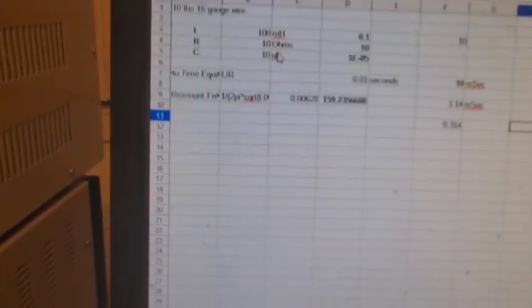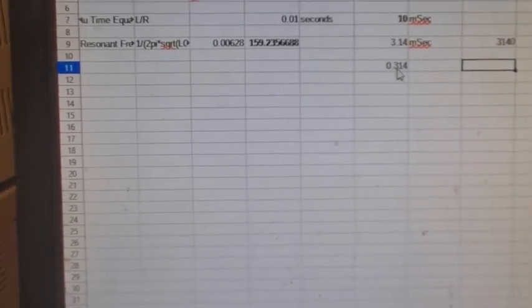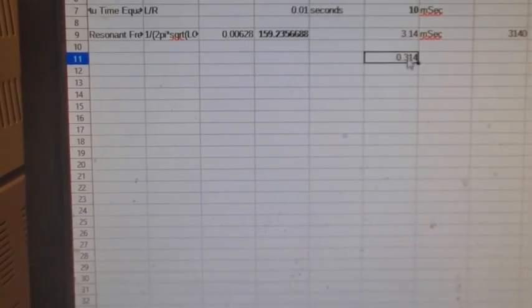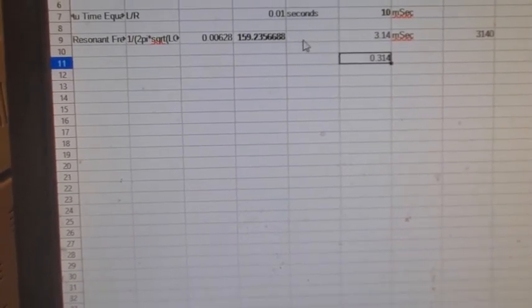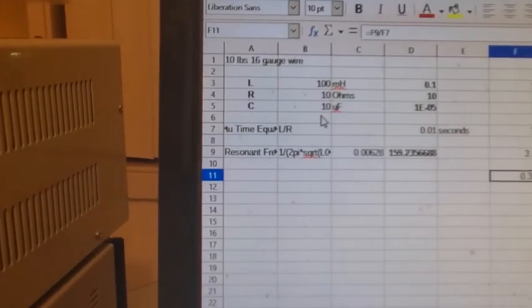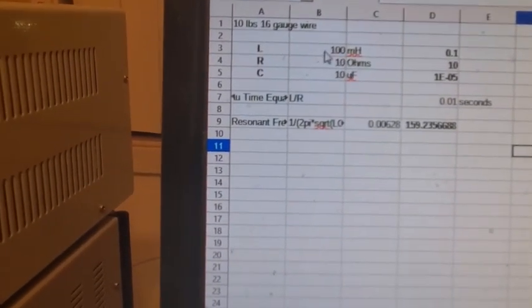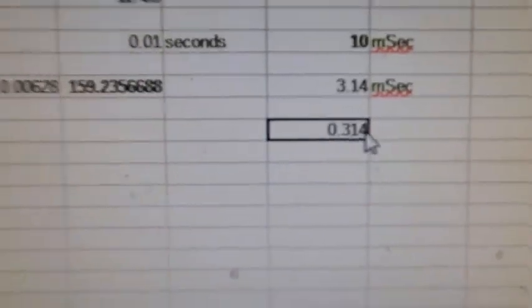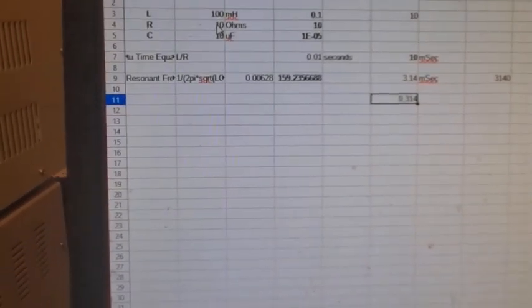So here I just have a fresh page, and I'm doing a hypothetical coil, because now we can diddle around with it and look at what happens with this ratio of the tau time divided by the resonant frequency. So let's say you had a coil, and your cap's going to stay at 10 UF. It has 10 ohms of resistance, 100 millihenries, and you have this 0.314.